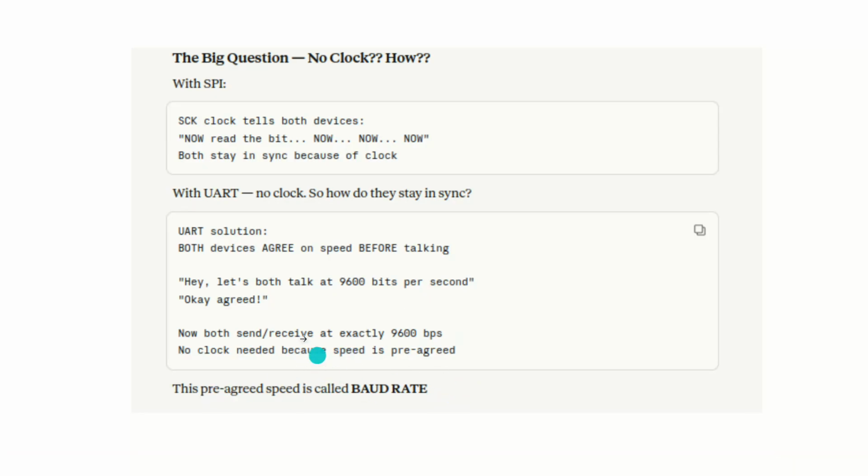So here what happens in UART, both devices, before doing the sending or receiving part, will agree on a speed. They will tell each other let's talk at this speed, for example 9600 bits per second, and they will agree on the speed. The speed they agreed on before sending or receiving is why it is called the pre-agreed speed. Now there is a name for this pre-agreed speed, that is known as the baud rate.